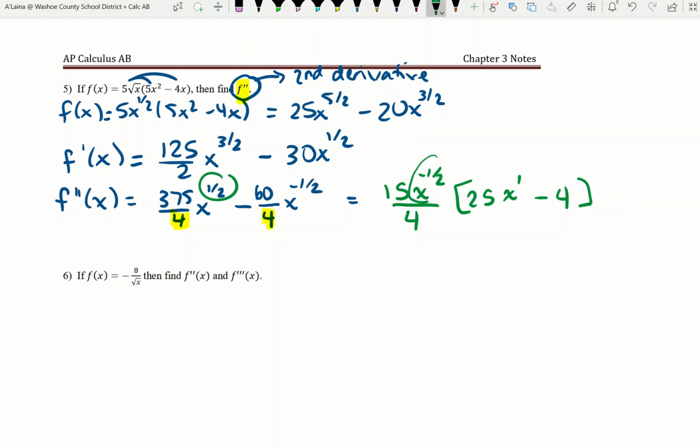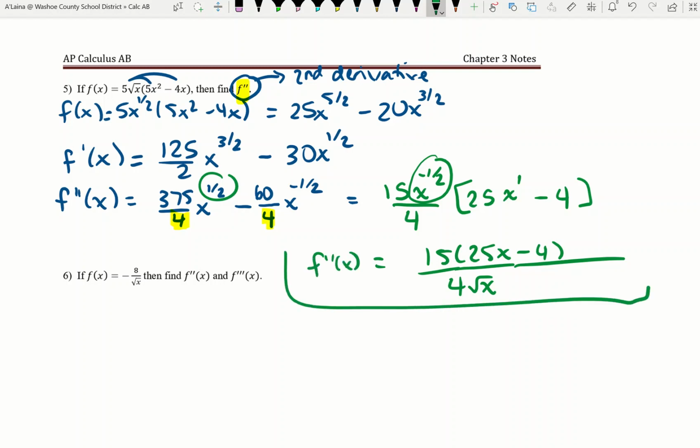Just to finish this up, I need to take this power and move it to the denominator. And so that will go on the denominator with the 4. I don't mind if you write that as the square root of x or if you write that as x to the power of 1 half. That is your choice. And both are considered perfectly acceptable.